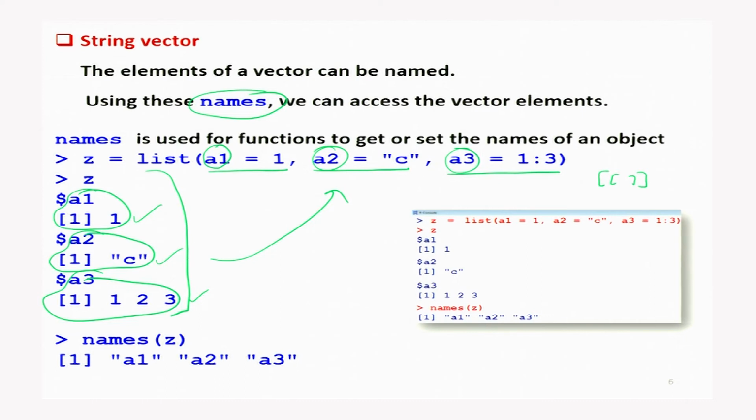So you simply have to write down names, NAMES, and then in parentheses you write the list. This will give you A1, A2 and A3, which are your strings. This is the same operation that you can do on the R console also, and this is the screenshot.